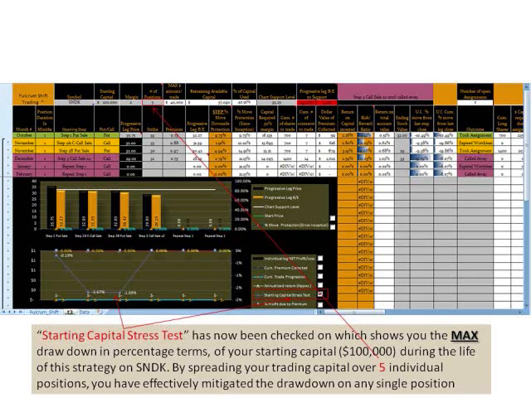The starting capital stress test has now been checked on, which shows you the max drawdown in percentage terms of your starting capital, which is a hypothetical $100,000 during the life of this strategy on SanDisk. By spreading your trading capital over 5 individual positions, you have effectively mitigated the drawdown on any single position.